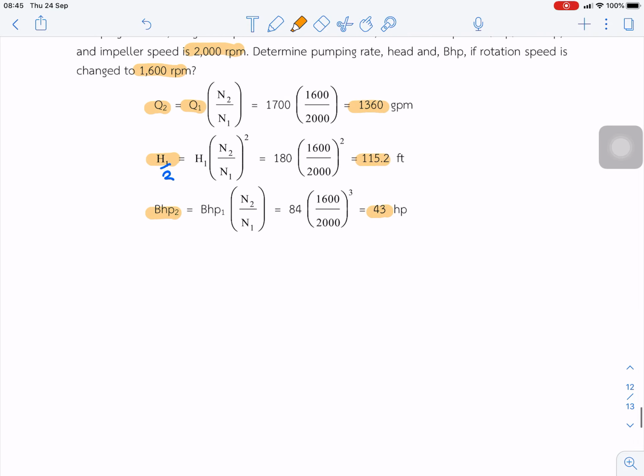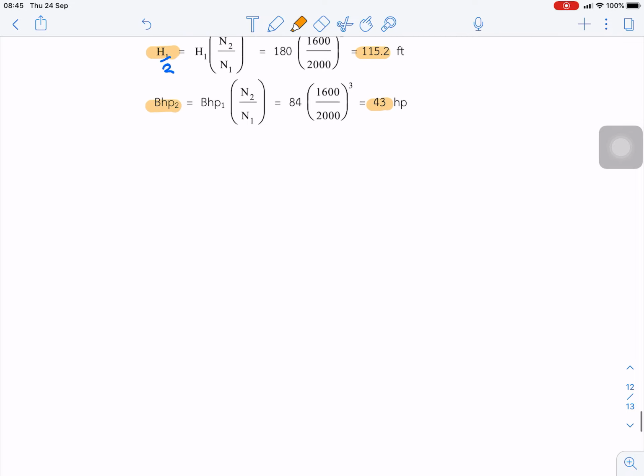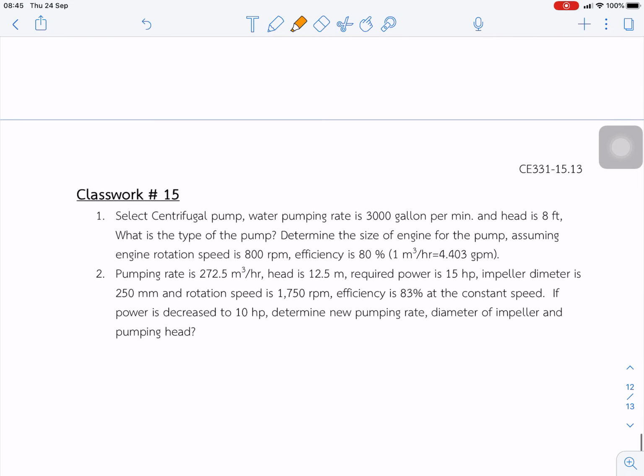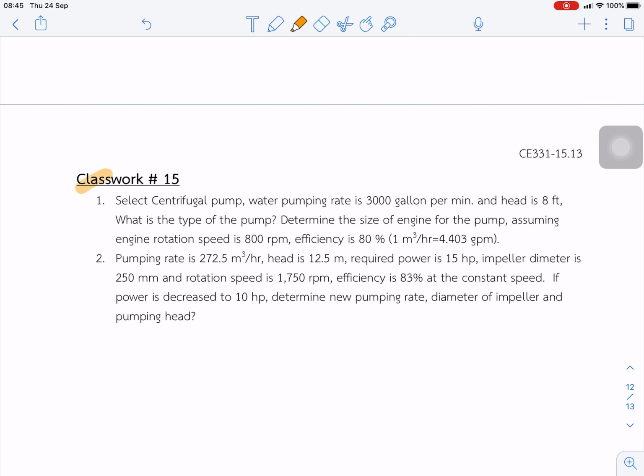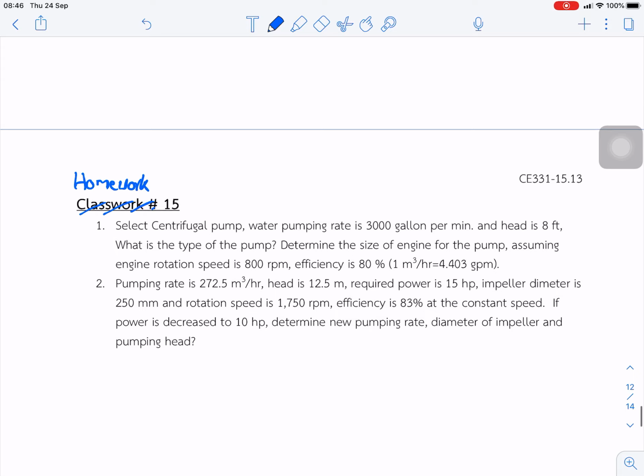Before we move to classwork, I corrected this first. I changed this to homework. And for the classwork, we are going back to lecture 15 and trying to draw the system H curve from the problem in lecture 15.